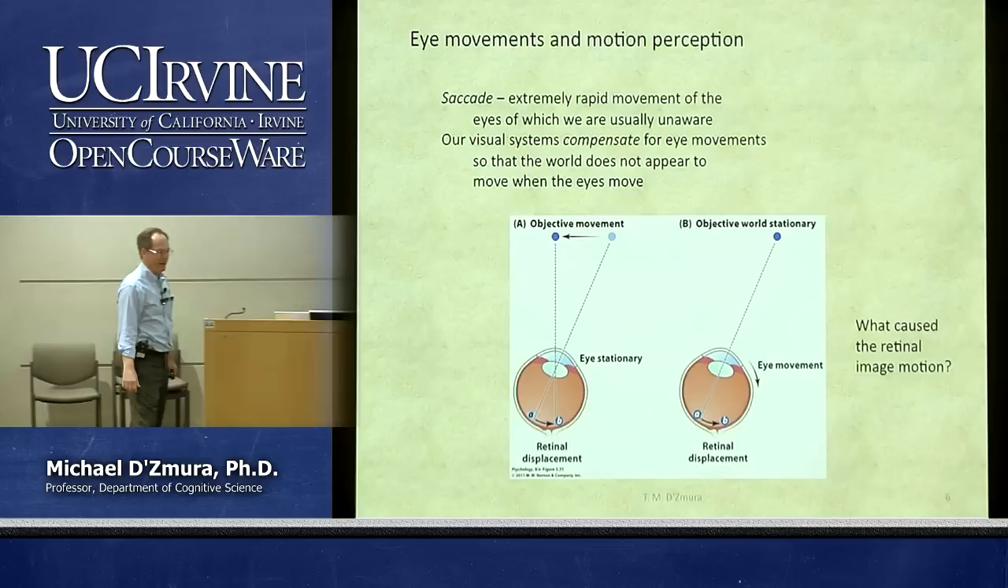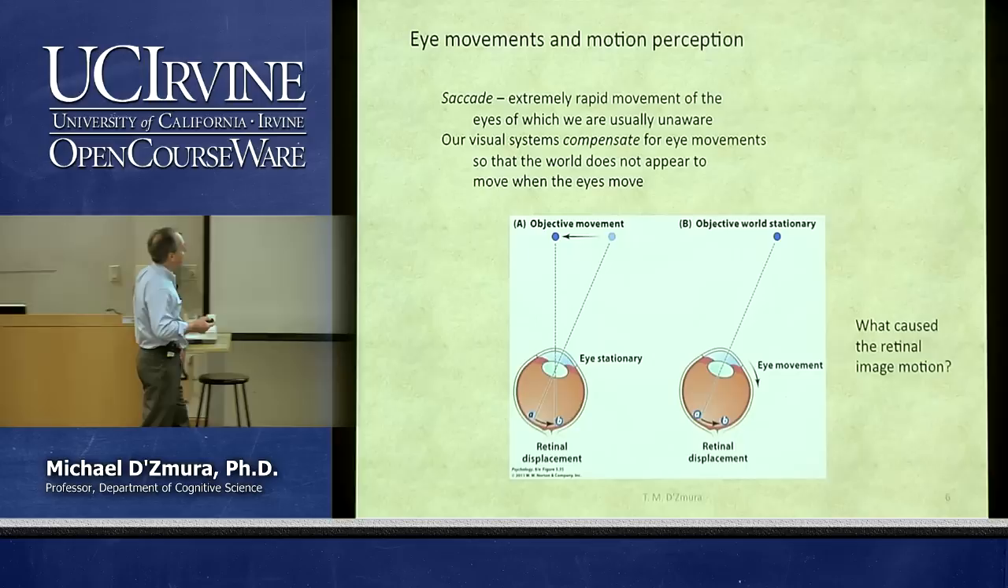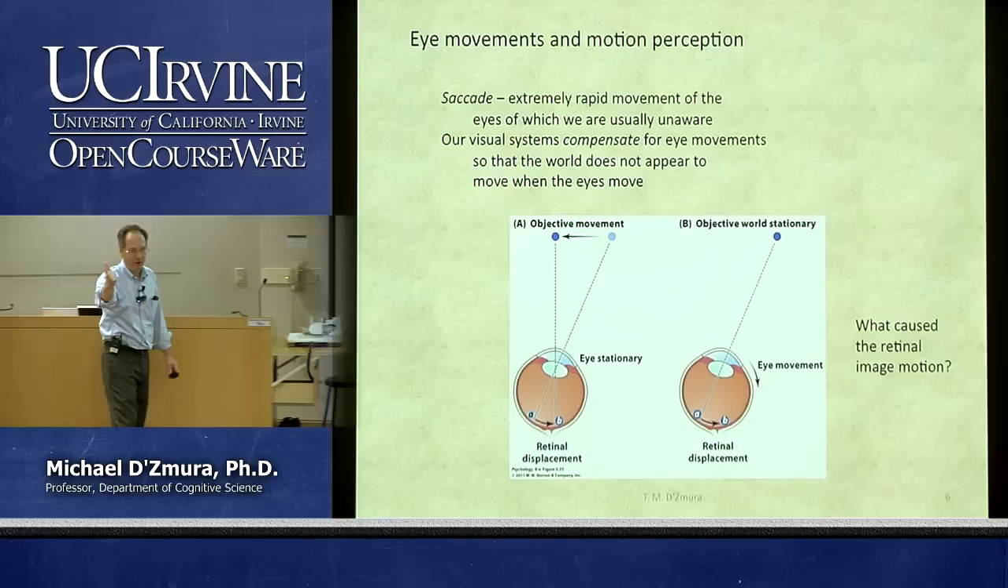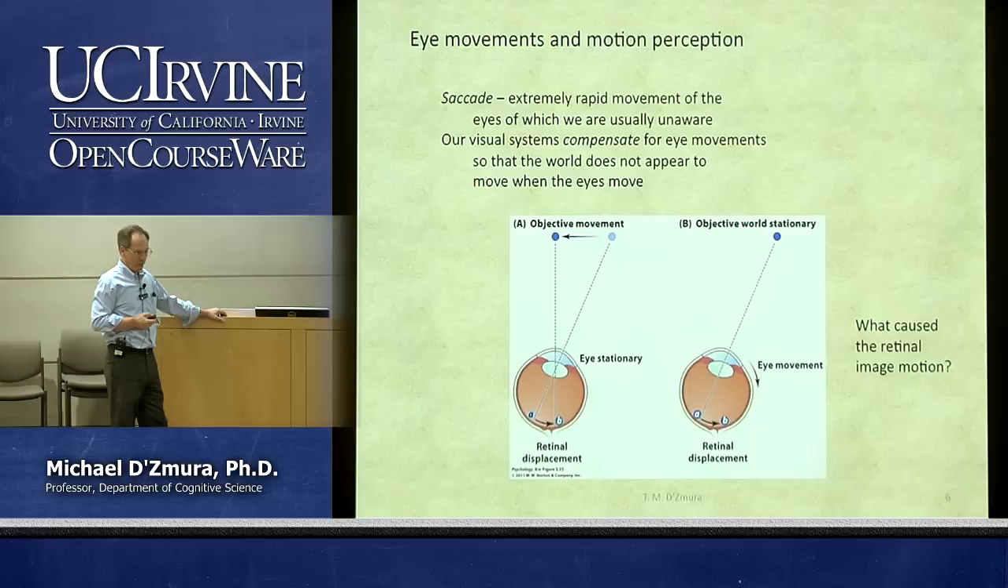So the picture, the proximal stimulus that we receive, the image on the retinas has changed. Yet we normally would say, yeah, that's a stable world and the thumb hasn't moved at all. So how does that happen? Well, it turns out that our visual systems compensate for eye movements so that the world does not appear to move when the eyes move.